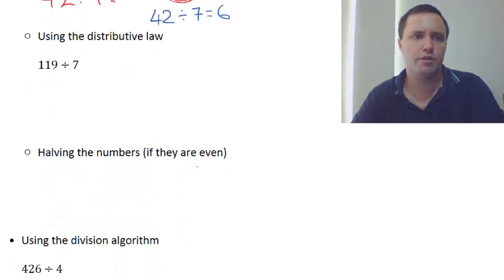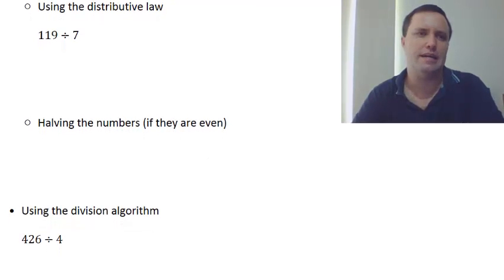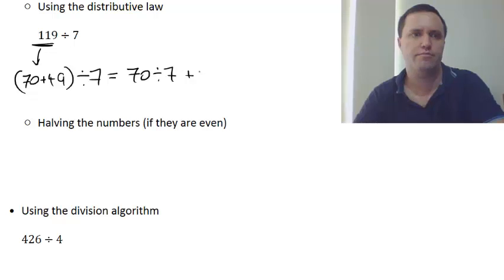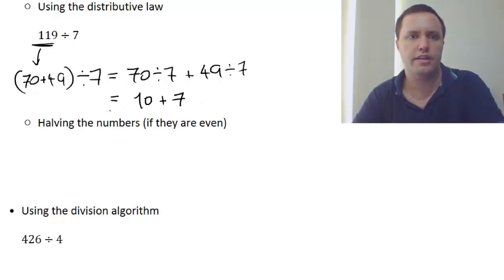Alright, you can also go about using the distributive laws. This one's a little bit harder. It's a sort of a tricky example here. So 119, we can sort of break that up into 70 plus 49, okay? So 70 plus 49 divided by 7, okay? So now I can rewrite that as 70 divided by 7 plus 49 divided by 7. 70 divided by 7 is 10. 49 divided by 7 is 7. And I end up with 17 as my answer.